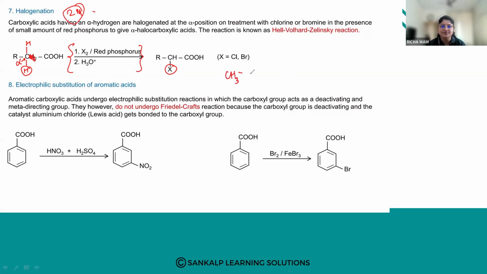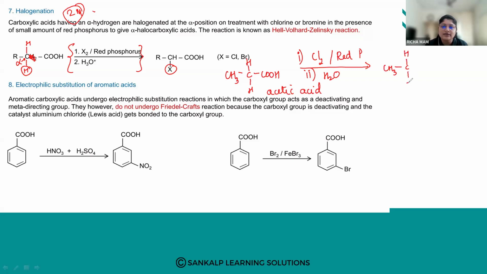Let us take an example. Suppose I have CH3COOH, which is acetic acid. Practice it with the simplest example, keep one example only. When you are discussing carboxylic acids, take the simplest acid, acetic acid, and you can solve all the problems with it. Let me take the halogen as Cl2 in the presence of red phosphorus, followed by hydrolysis. What am I going to get? CH2ClCOOH.